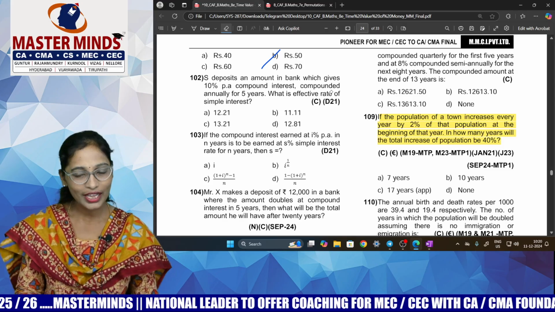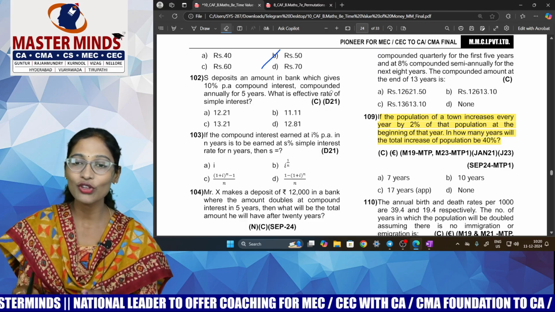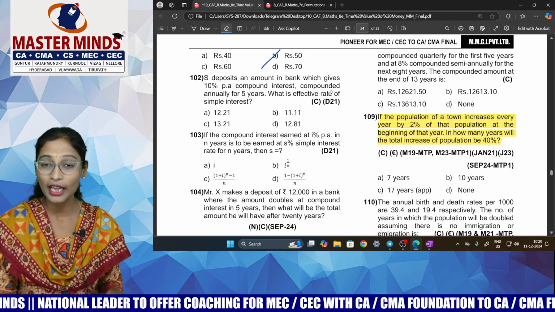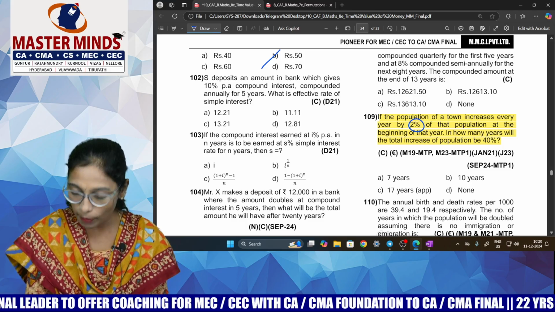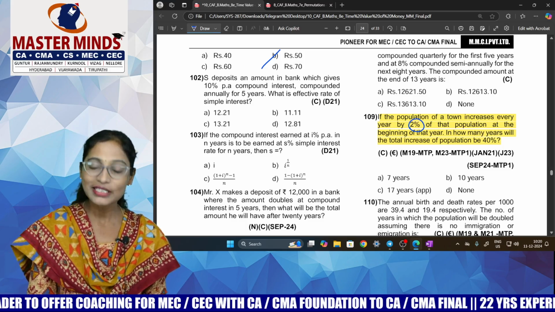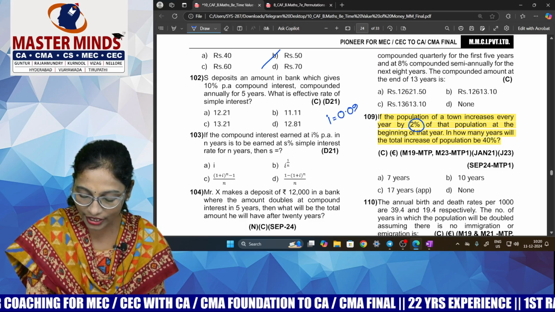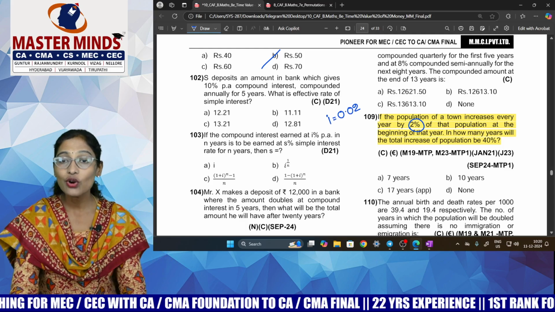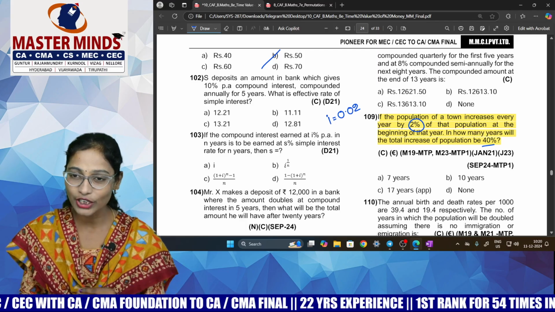Now look at 109. This is also a question related to number of years. As I promised, I've been giving you these number of years questions multiple times. If the population of a town increases every year by 2% of the population at the beginning of the year, it means the growth rate in the population is 2%. So I will be equal to 2 by 100, which is 0.02. So how many years will the total increase in the population be? 40%. Just now I told you.